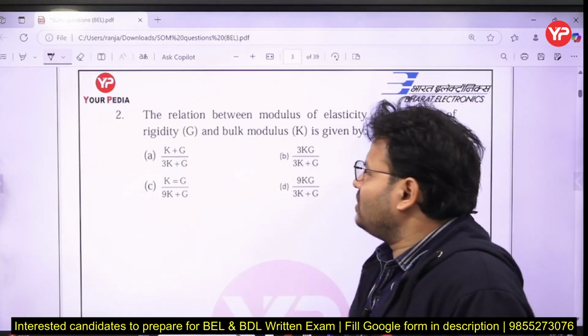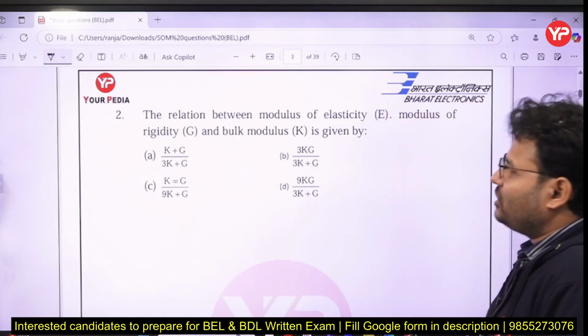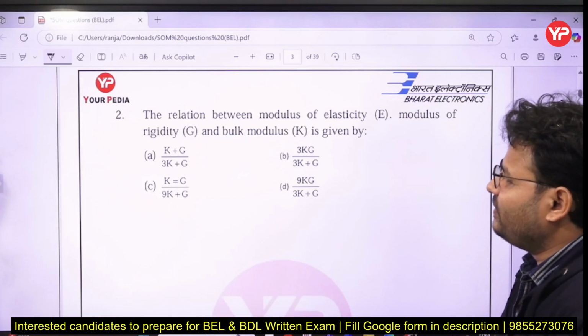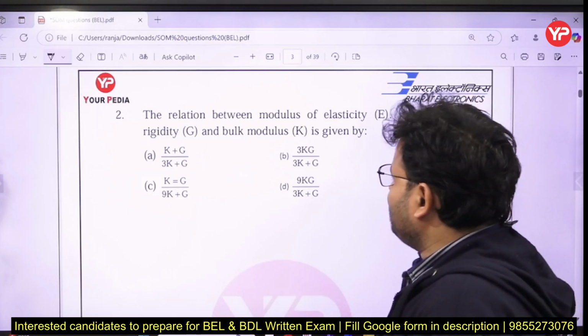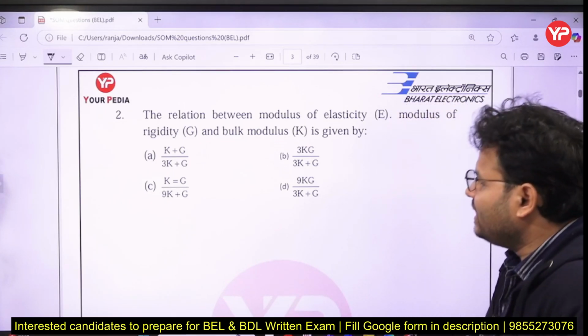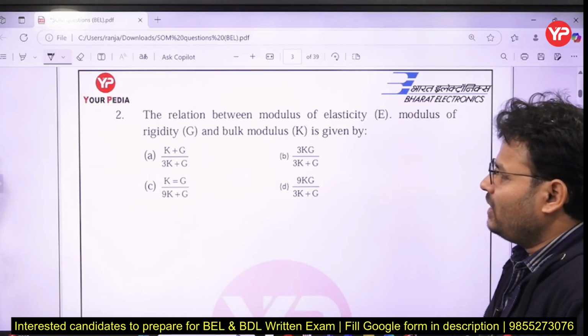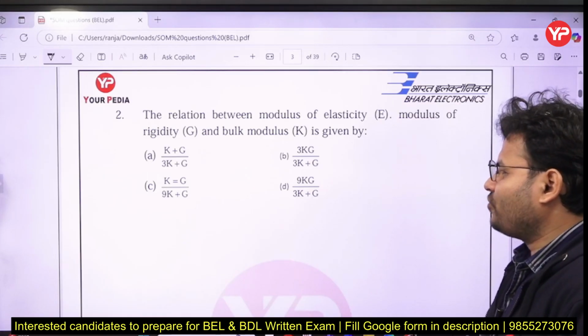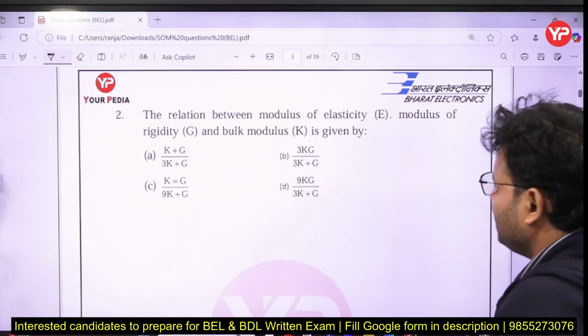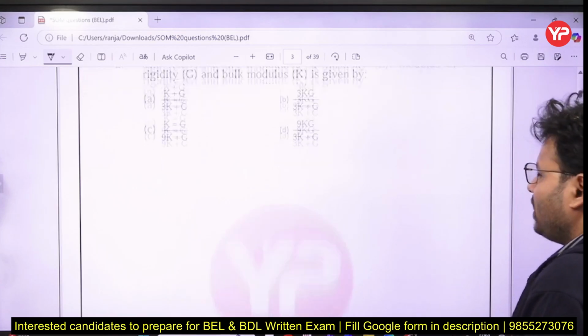Now the relation between the modulus of elasticity E, modulus of rigidity G and bulk modulus K is given by. So what is the relation, my dear friends? One option is 3KG upon 3K plus G, and another option is 9KG upon 3K plus G. So what can be the answer here?